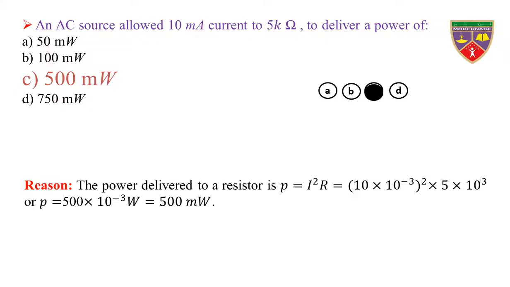Reason: the power delivered to a resistor is P is equal to I square R, which is equal to (10 into 10 power minus 3) whole square into 5 into 10 power 3, or P is equal to 500 into 10 power minus 3 watt, which is equal to 500 milliwatt. Hence, the AC source delivered power of 500 milliwatt.